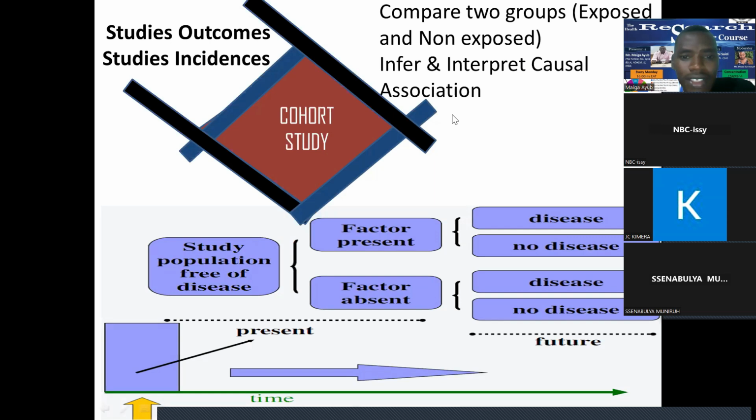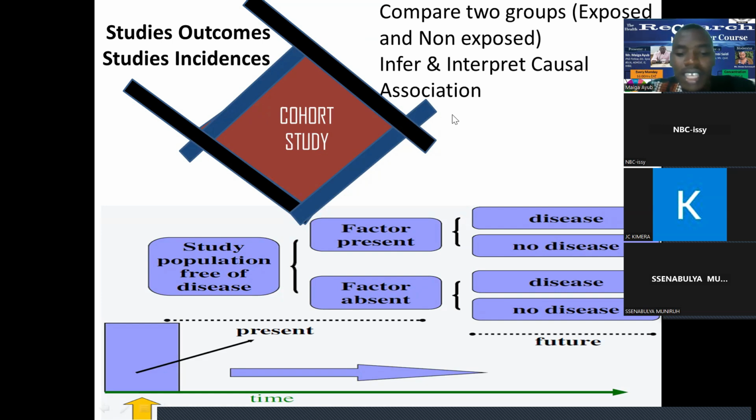Then let's also look at the cohort studies. Cohort studies study outcomes and they also study incidence, because most cohort studies are prospective and they can give you the number of new cases as you go on with these studies. Cases keep on coming. I told you earlier that incidence is the number of new cases. So for cohort studies, more majorly prospective cohort studies, they are incidence studies.